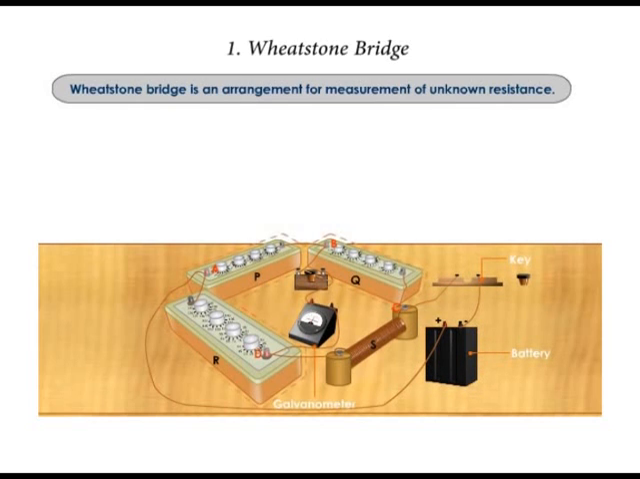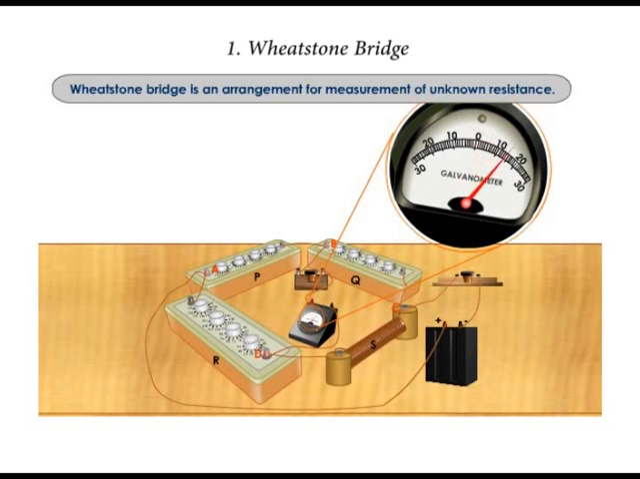If the resistances of the 3 resistors in the bridge are known, then the bridge can be used to calculate the resistance of the 4th resistor. Let us see how a Wheatstone bridge is used to calculate resistance. First, we will have to balance the bridge.